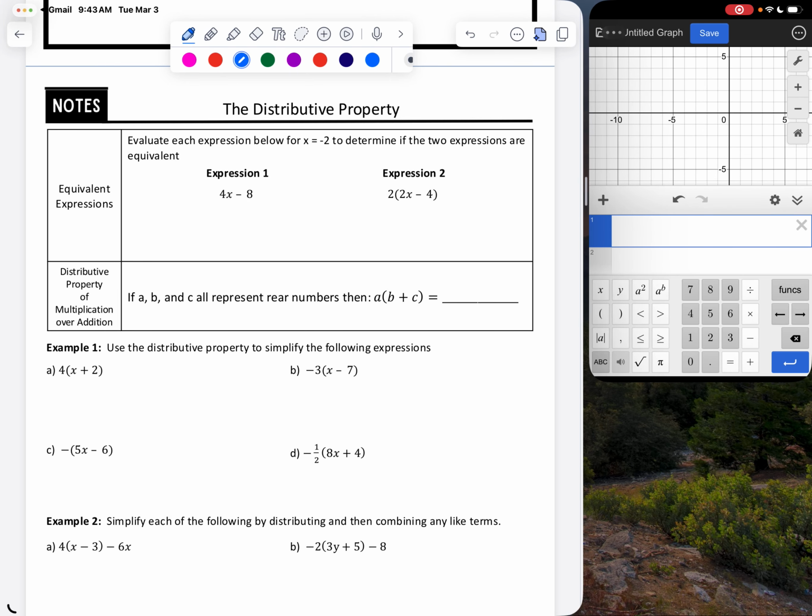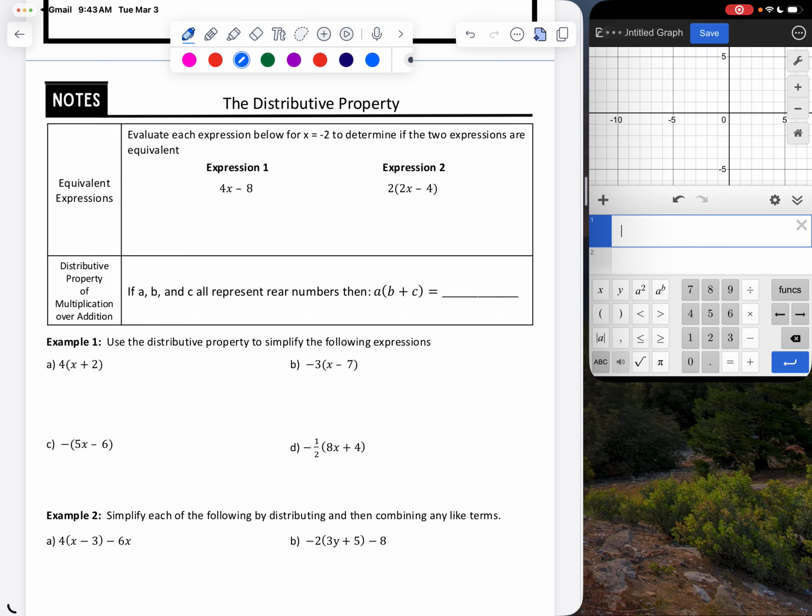In today's lesson, we will be exploring the distributive property and how the distributive property can help us find equivalent expressions. Before we do, let's talk about what an equivalent expression is. In expression 1 here, we have 4x minus 8. And in expression 2, we have the expression 2 times the quantity 2x minus 4. And what we want to do is we're going to use substitution to see if these two expressions are equivalent.